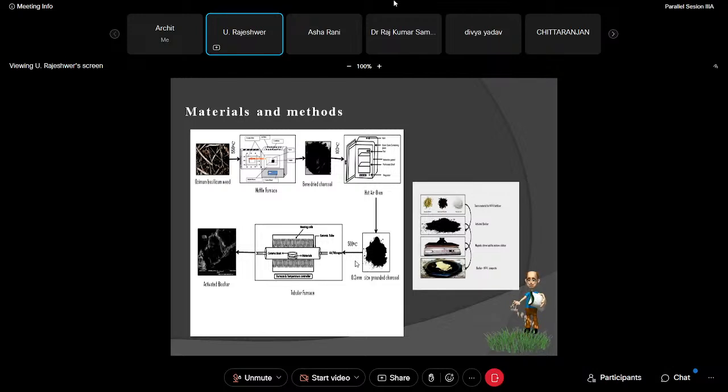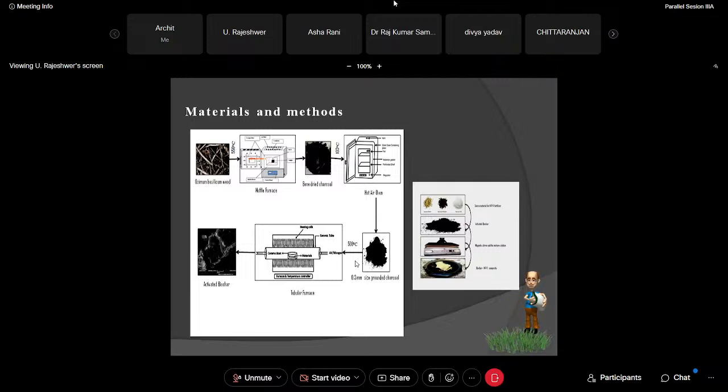First of all, the activated biochar is prepared by a two-step process. In the first step, the source material is carbonized, and in the second step, the carbonized sample is activated. Simultaneously, the NPK fertilizer solution is prepared from source materials like ammonium nitrate, single superphosphate, and potassium salts.